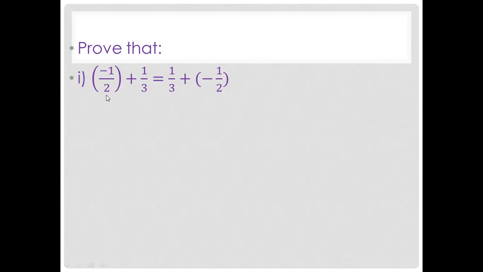Now come to the solution. We take the left hand side first. We have to solve the left hand side, and then we have to solve the right hand side, and then we conclude that from left and right we will get the same result. The left hand side is equal to the right hand side. So you will follow it step by step.